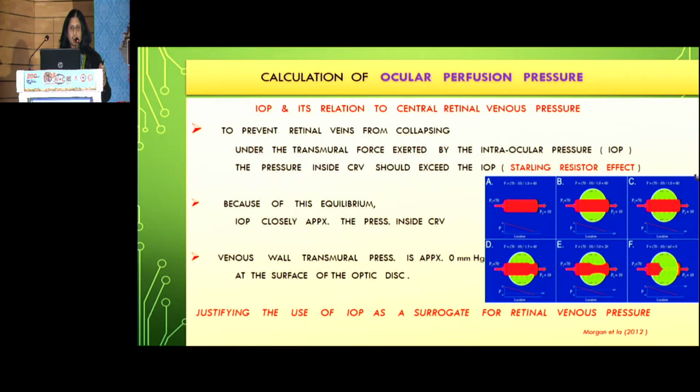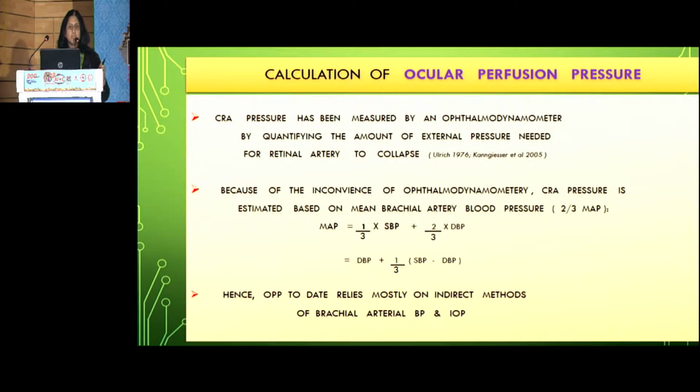The central retinal artery pressure has been measured by ophthalmodynamometry, but because of the inconvenience of ophthalmodynamometry, the central retinal artery pressure is estimated based on the mean brachial artery blood pressure, that is 2/3 of the mean arterial pressure, which is equivalent to diastolic blood pressure plus 1/3 systolic blood pressure minus the diastolic blood pressure, as we can see here. Hence, OPP to date relies mostly on indirect methods of brachial artery blood pressure and intraocular pressure.